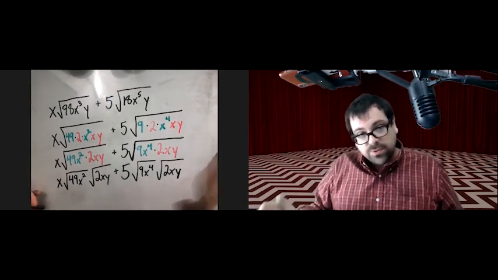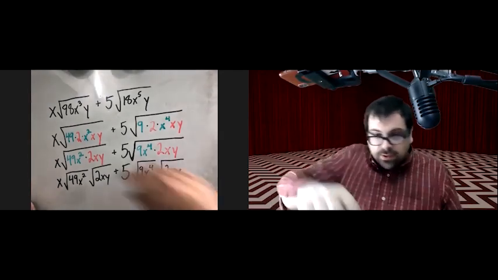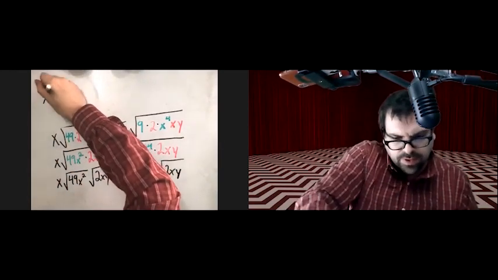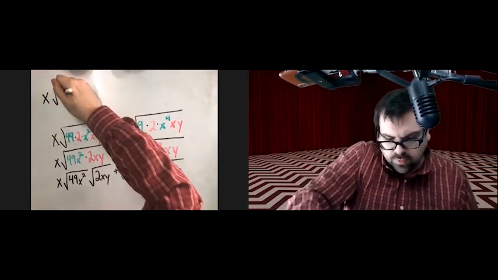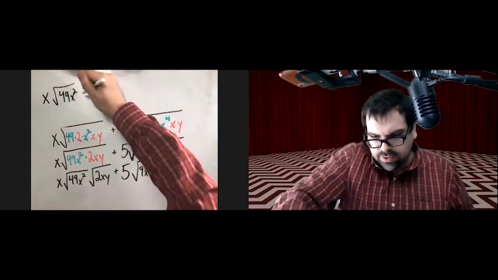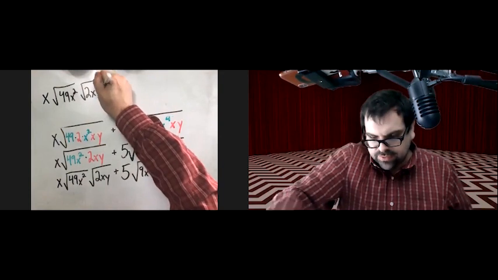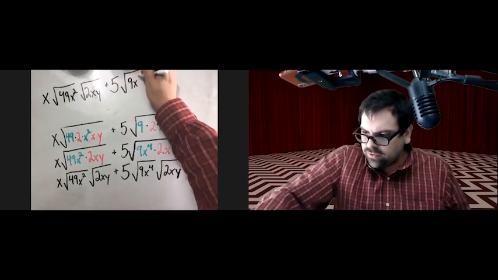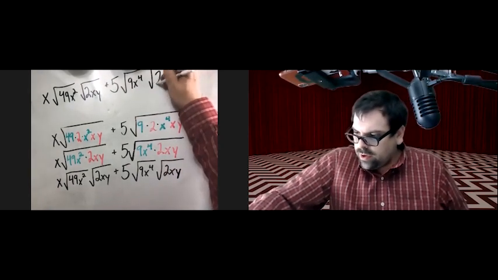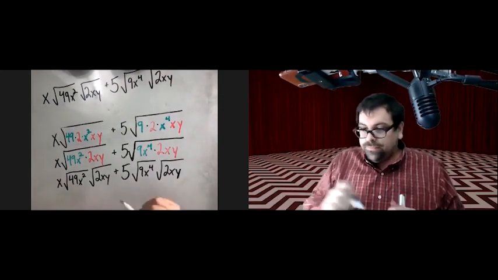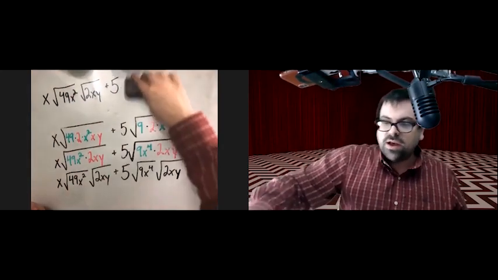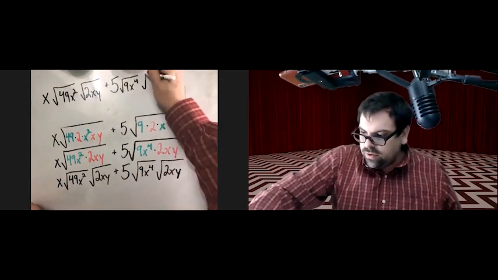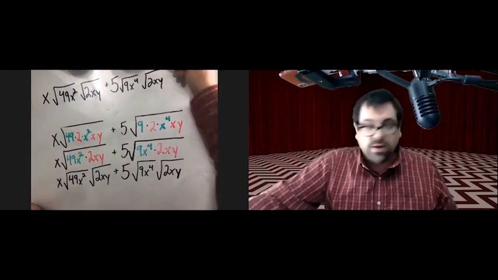Anyway, to continue this problem, because we're not done with it yet, I'm going to move this up here, and then you'll keep writing it down underneath. We have this x square root 49x squared square root 2xy plus 5 radical 9x to the fourth radical 2xy. Let me move that. That angle was not helping. Radical 9x to the fourth radical 2xy. There we go.